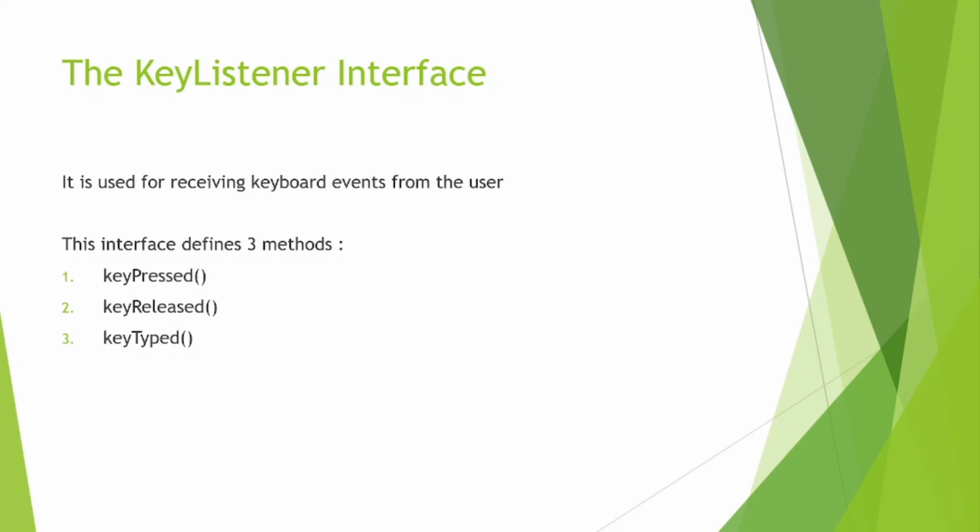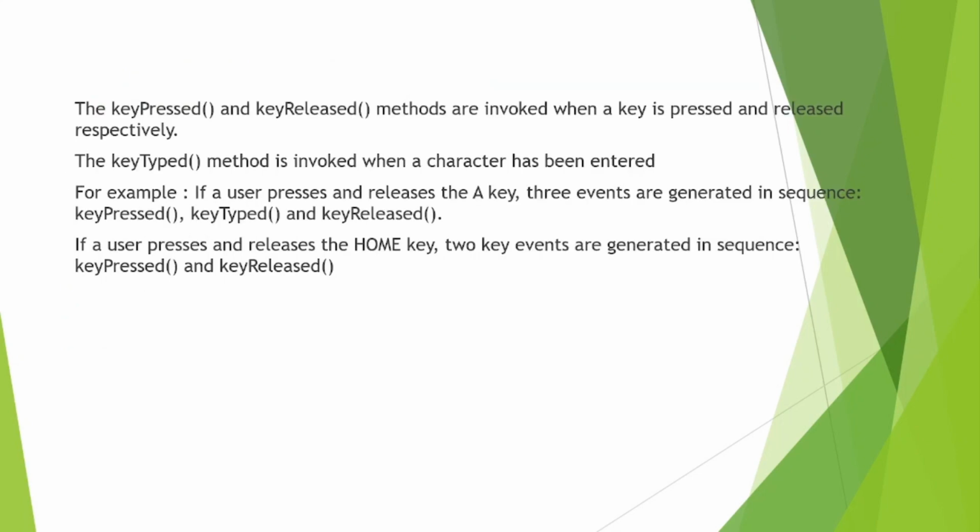Now what is a KeyListener interface? It is used for receiving keyboard events from the user. This interface defines three methods, that is keyPressed, keyReleased and keyTyped. Now let's discuss all of these methods in detail. The first one, which is the keyPressed.